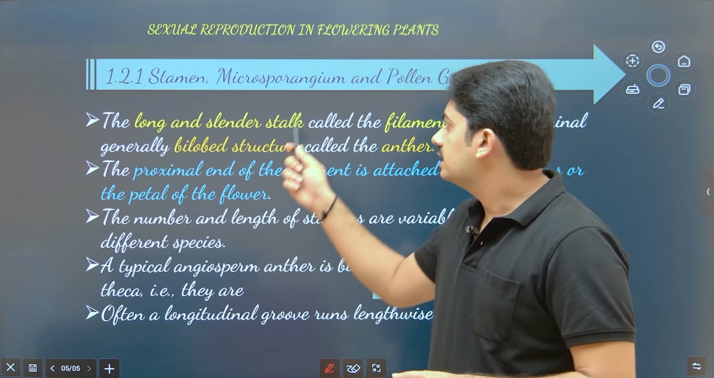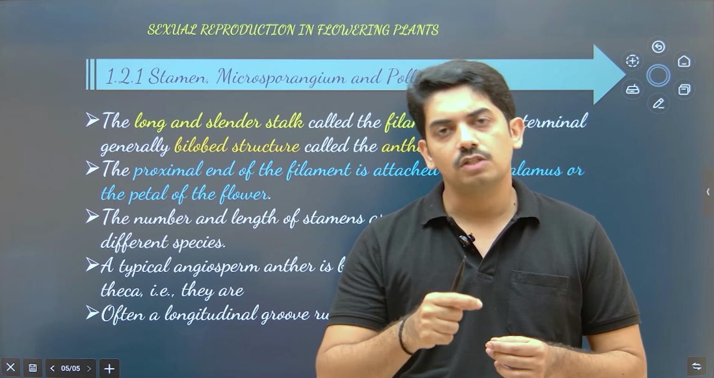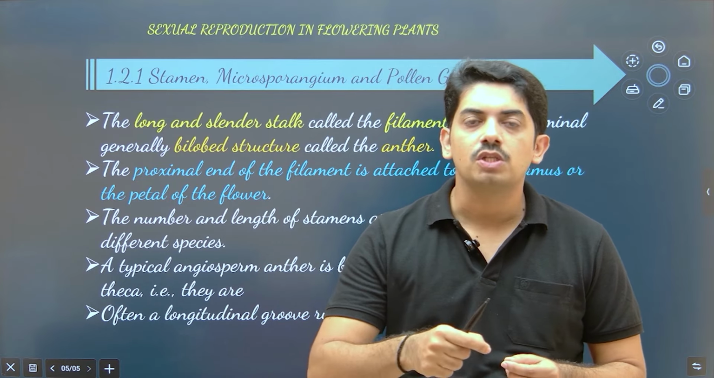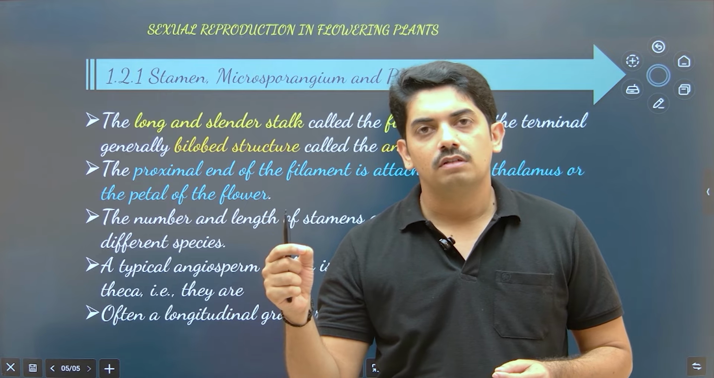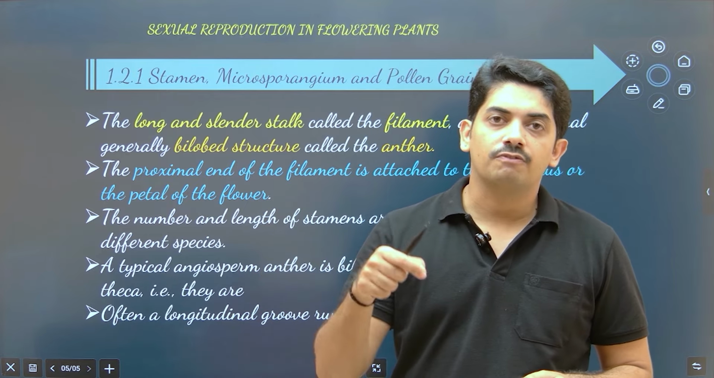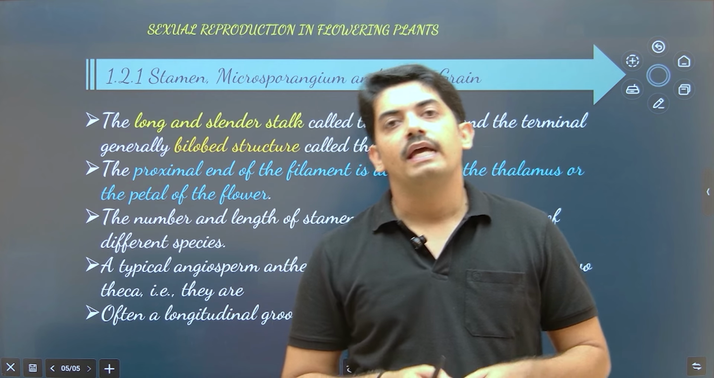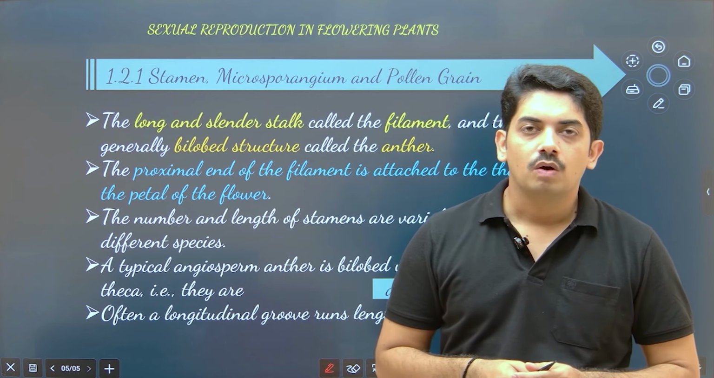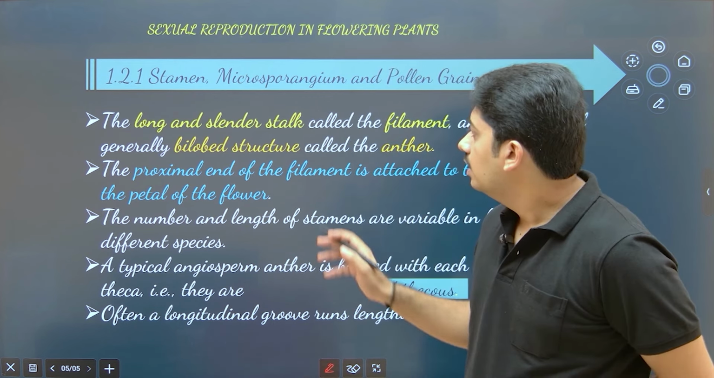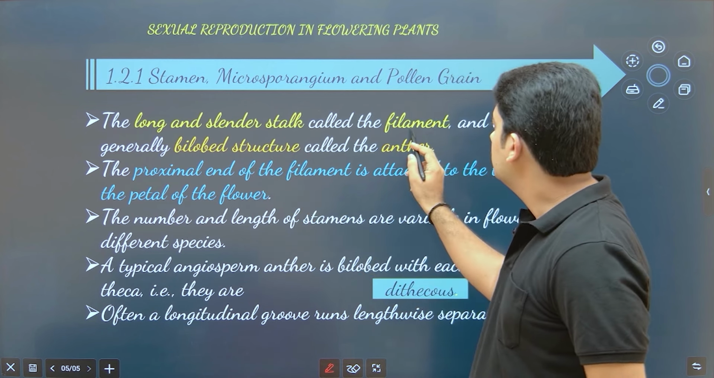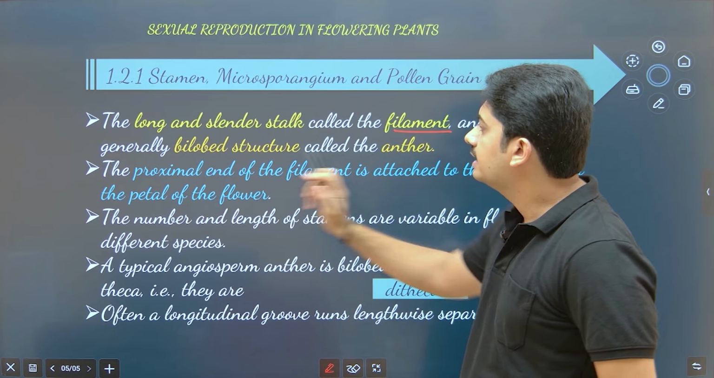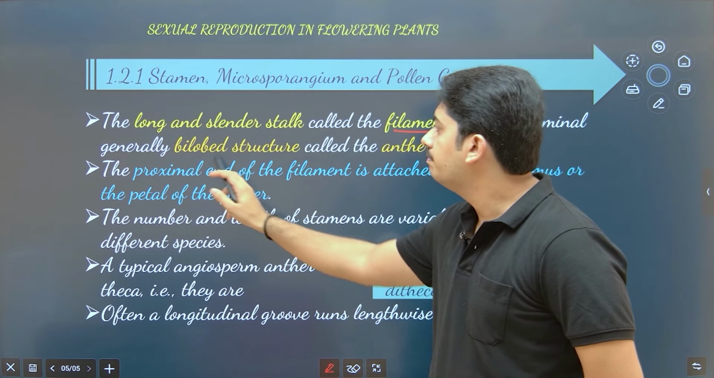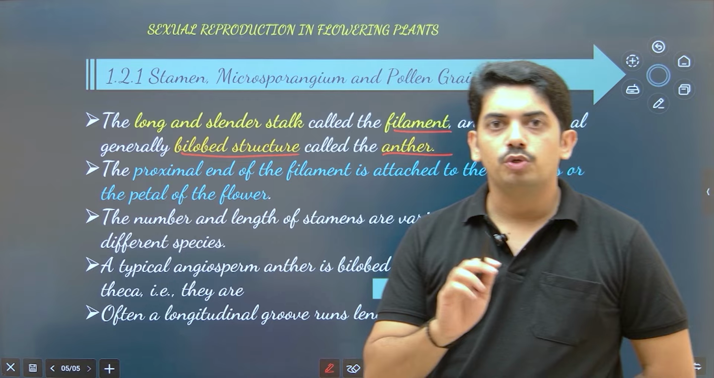how are these stamens attached to the flower? They have a long and slender filament which originates either from the thalamus or from the petal. If it is originating from the petal, then the condition is called epipetalous condition. Okay, so this long slender stalk is called filament and a terminal, generally bilobed structure is called anther. In the next slide I will show you the picture.